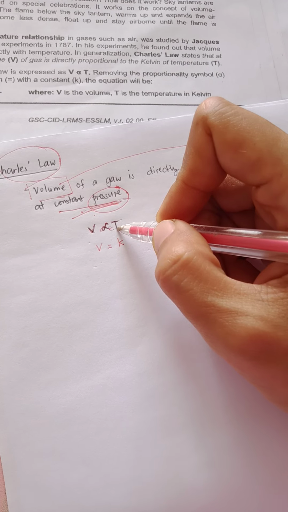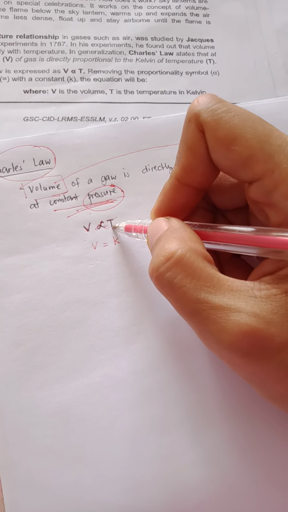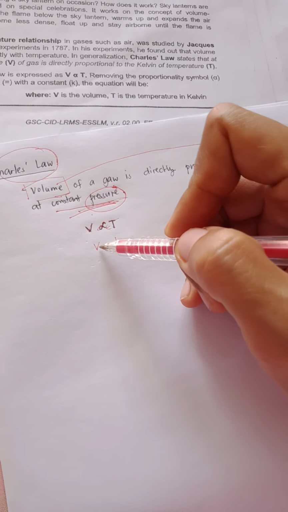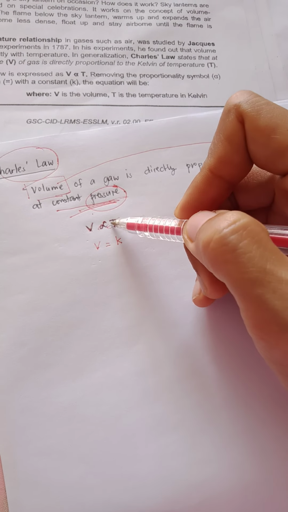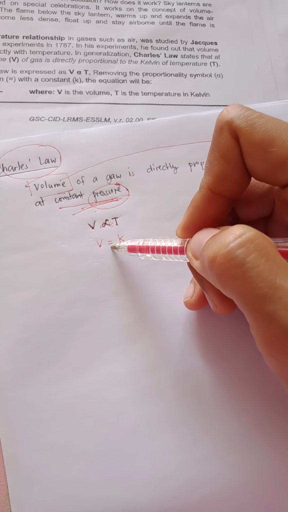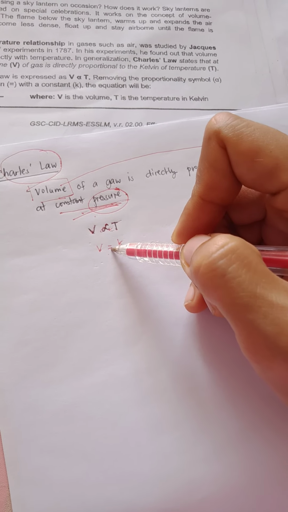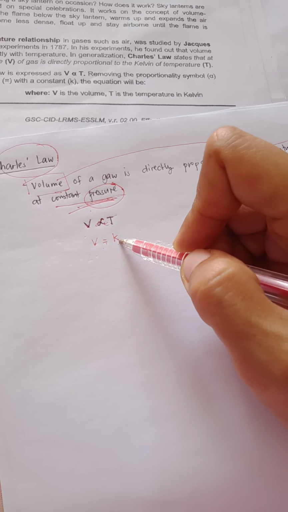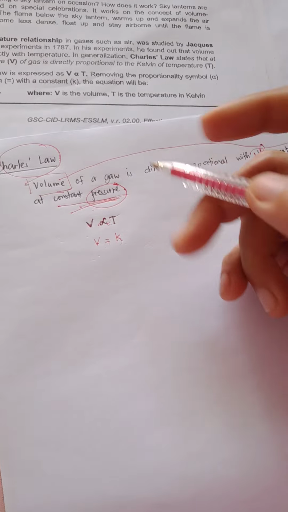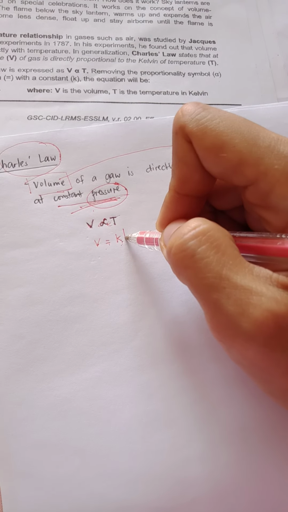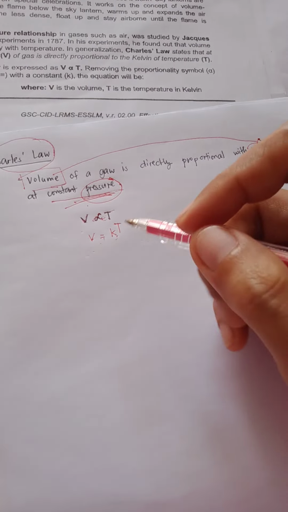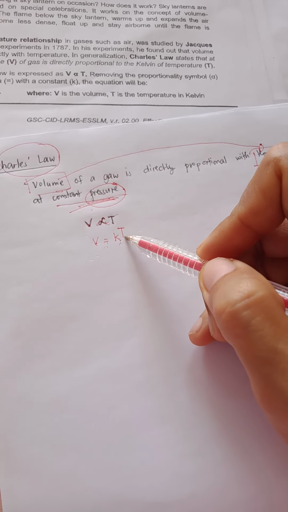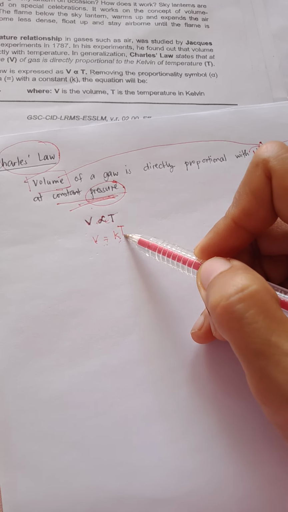Now, what are we going to do with this? Our volume will be copied, that's V, and then the proportionality constant will be replaced by an equal sign and a constant representation. So, that's K. And then, you copy your temperature. So, what's going to happen is, we have volume equals a constant and a temperature representation.